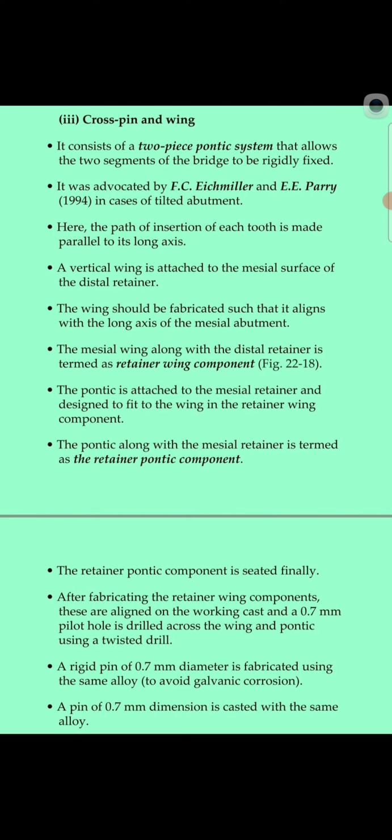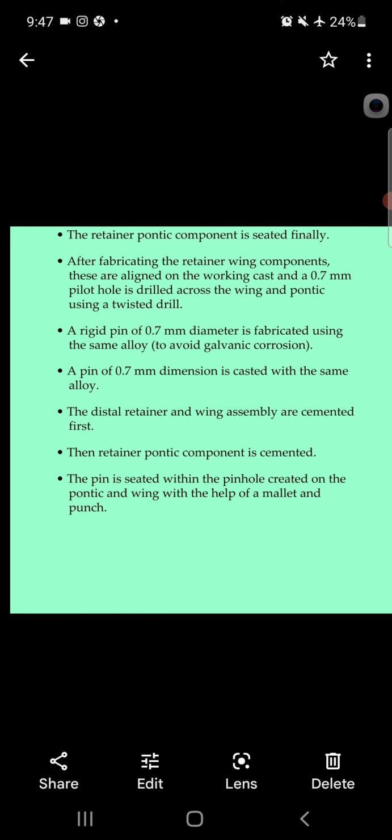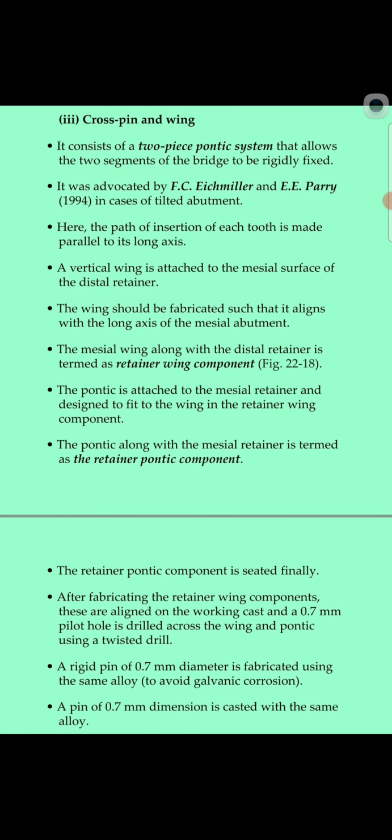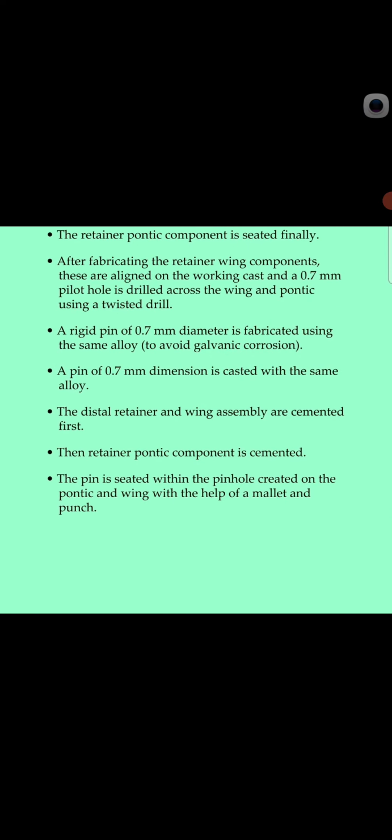A rigid pin of the same 0.7 mm diameter we pass between these holes. A rigid pin of 0.7 diameter is fabricated using the same alloy to avoid galvanic corrosion. A pin of 0.7 mm dimension is casted with the same alloy. Next, the distal retainer and wing assembly are cemented first. The retainer pontic component is cemented. The pin is seated within the pin hole created on the pontic and wing with the help of mallet and punch. This is all about cross pin and wing.